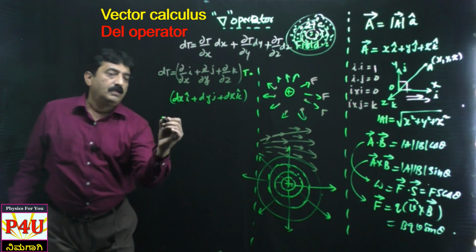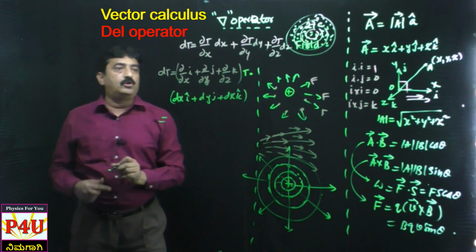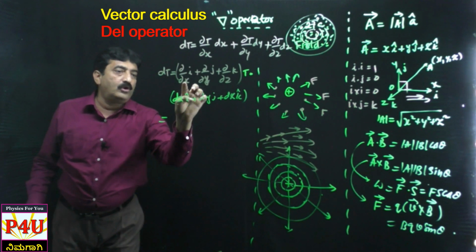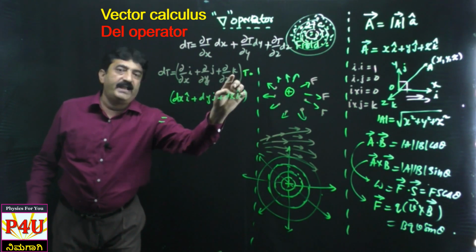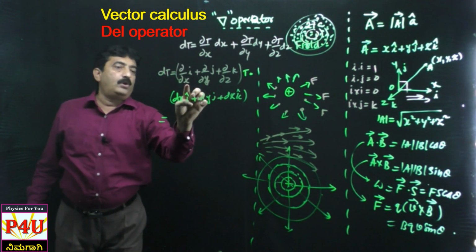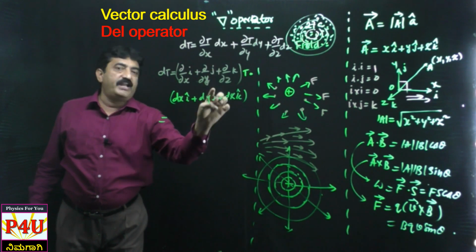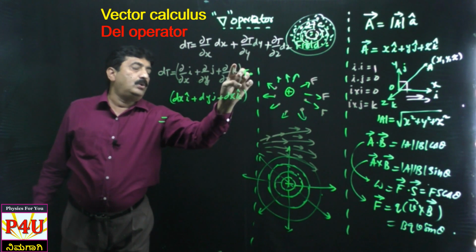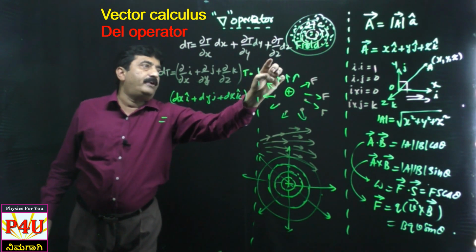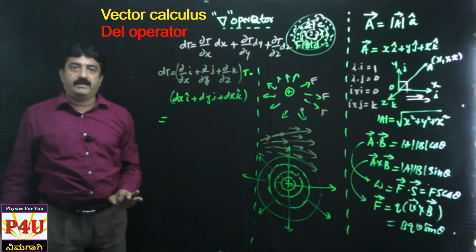You know how? As I already told, that's why I told this one in the beginning. i dot i is equal to 1. That means I should multiply only i and i, j and j, k and k. So dou T by dou x into dx. Dou T by dou y into dy, j into j, 1. Okay. Dou T by dou z into k, that is dou T by dou z into dz. So when I simplify this, I get back the same answer.